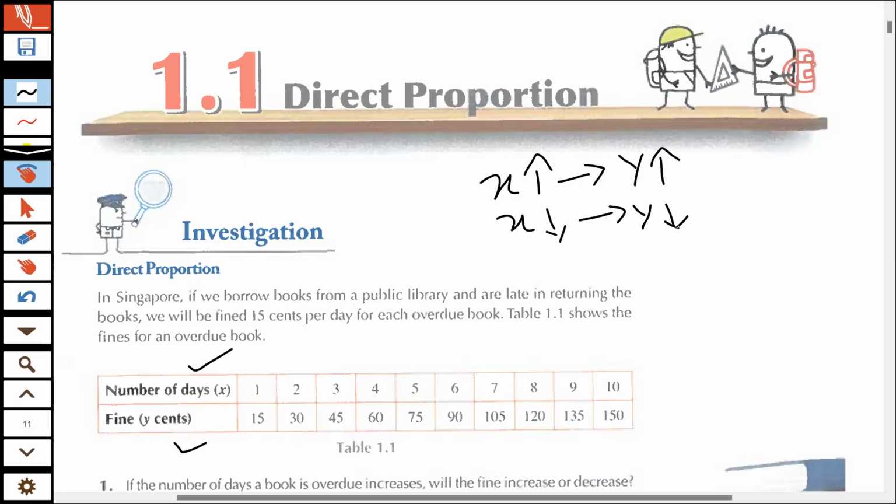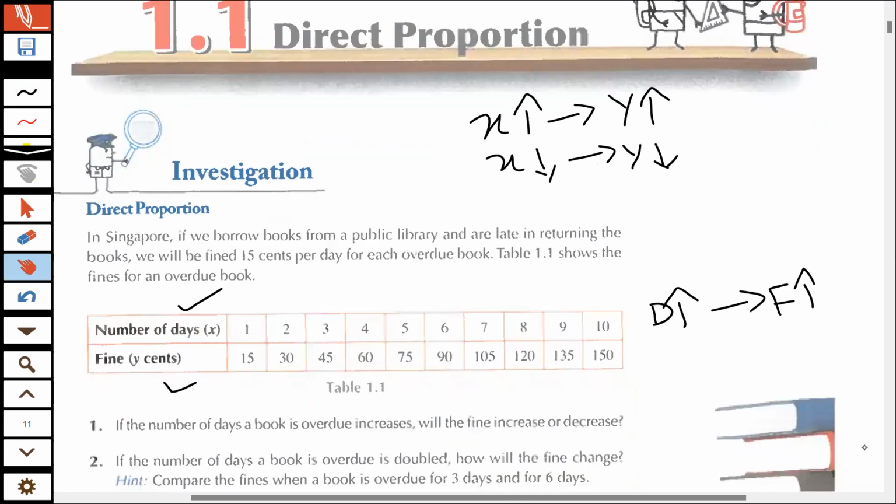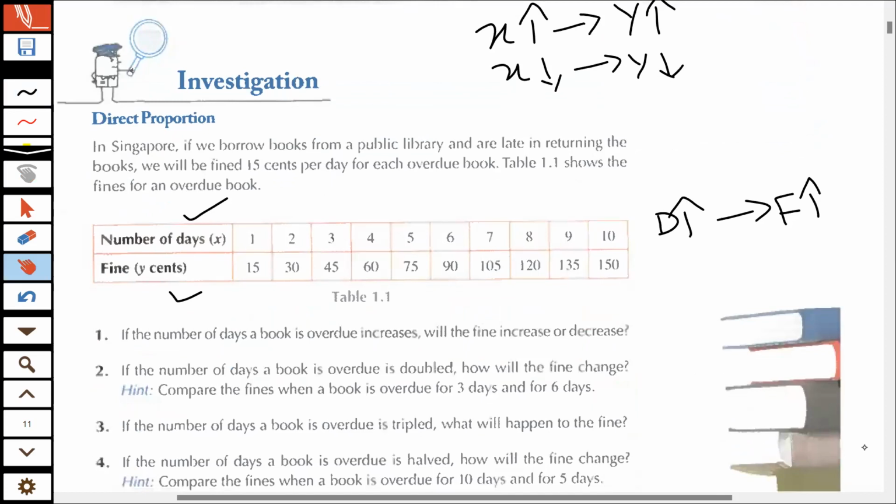This relationship indicates that as the number of days increases in returning the book, the fine also goes up. The fine also increases. This is an example of direct relationship.